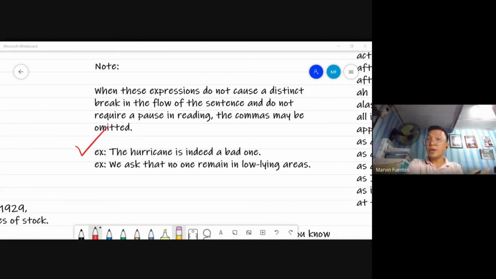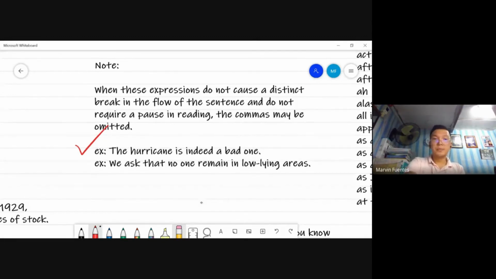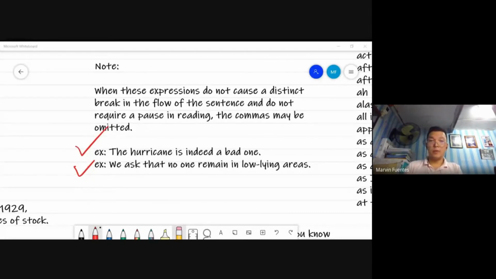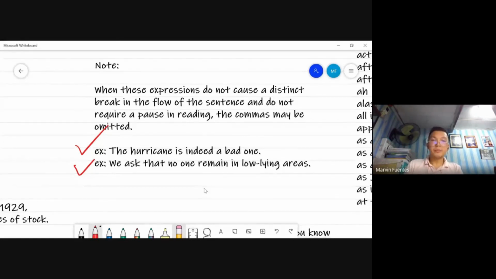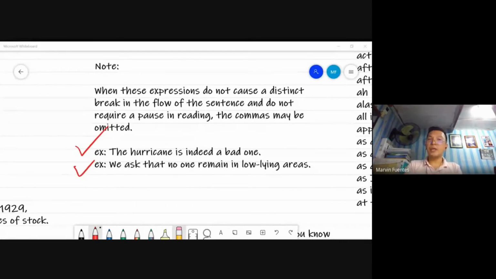Same with the therefore. Down. We asked, ay, tinanggal ko pala. Nag-example kasi kami kanina. We asked. Hold on. It should be there is a therefore there. We asked therefore, no, that no one remain in low-lying areas. There will be no conviction, no, kapag walang word na therefore dyan.